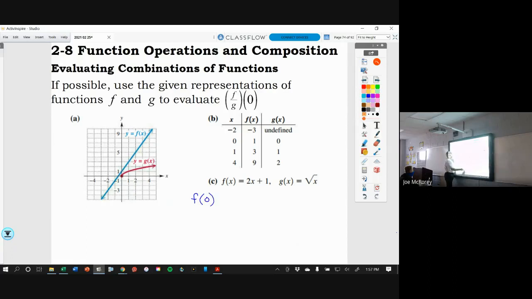F of 0 divided by G of 0. What's F of 0? 1. What's G of 0? 0. So it's undefined. And how do we divide by 0? We don't.